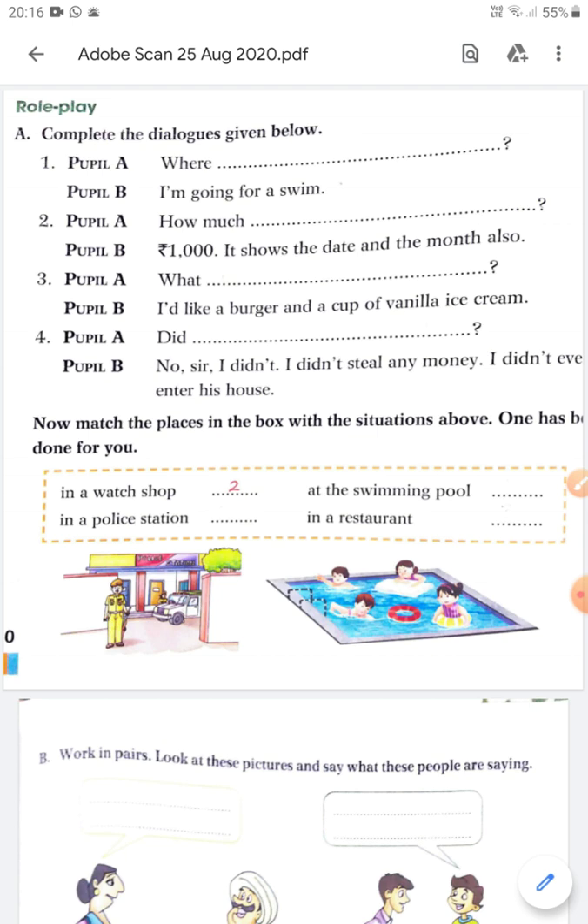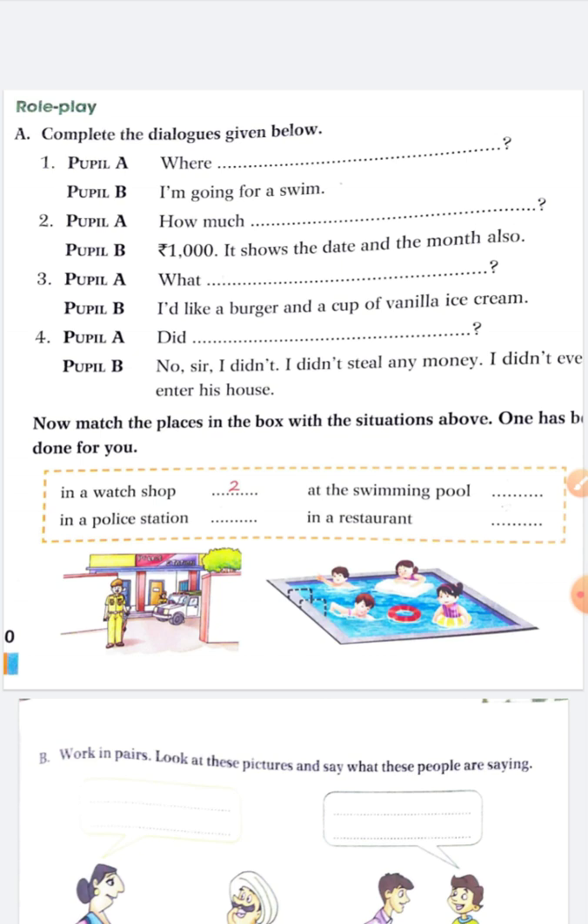So, we did the chapter, done the question answers and hard words. I'm sure you are thorough with the spellings. Today, we'll start with the exercises. So, as you all know, the first exercise, page number 40.